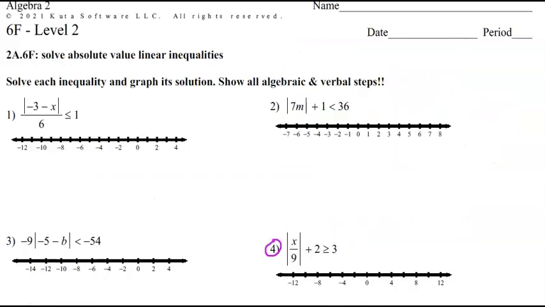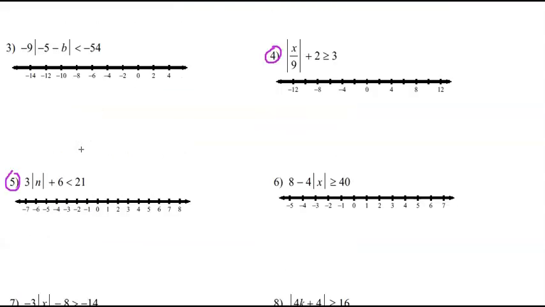Alright, let's look at the 6F Level 2 worksheet. Number 4 and 5. So for number 4, we have the absolute value of x divided by 9 plus 2 is greater than or equal to 3. First, we will isolate the absolute value. To do that, we can subtract 2 from each side. So we have the absolute value of x divided by 9 is greater than or equal to 1.